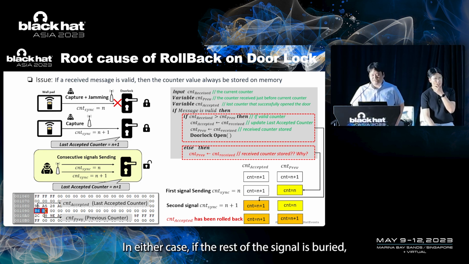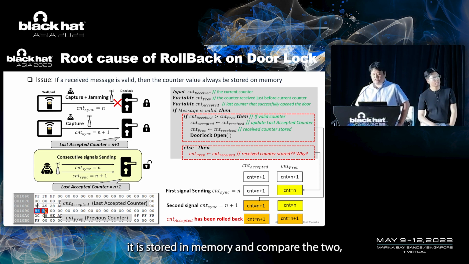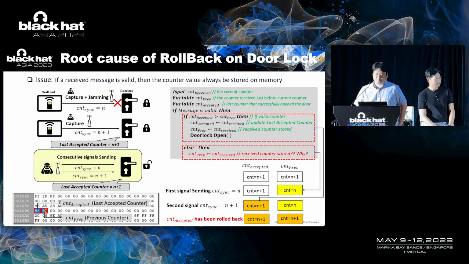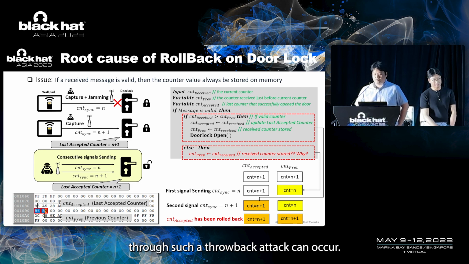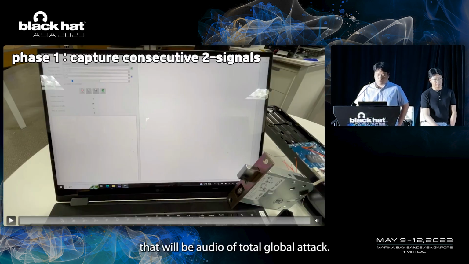In either case, if the received signal is valid, the counter value included in the packet is stored in memory and compared to the next value to be transmitted. Therefore, this can be referred to as rolling back the comparison variable to the previous counter. If the system is implemented in this way, security threats such as the rollback attack can occur. So let me show you a demo video of a door lock rollback attack.